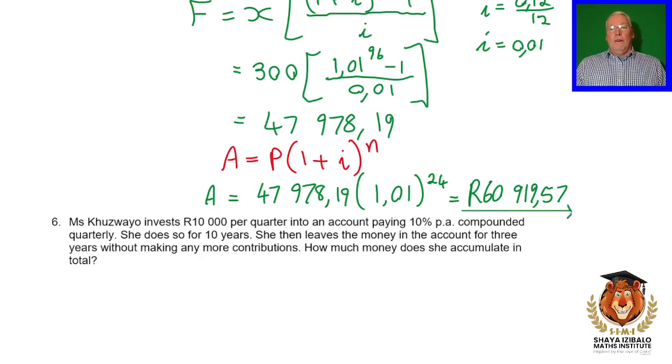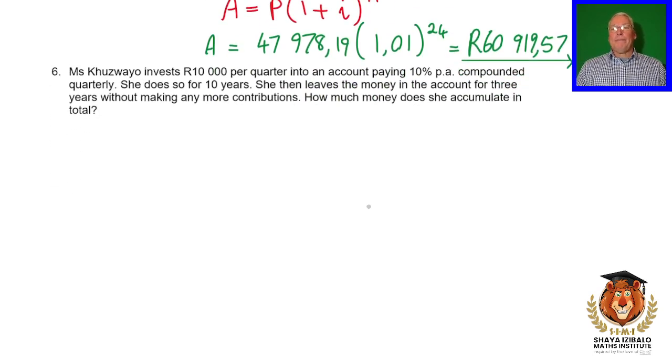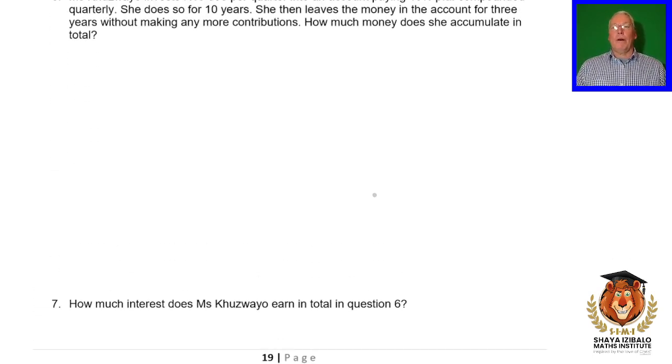Okay. Right, now let's look at this one. Ms. Kuzwayo invests 10,000 Rand per quarter into an account paying that, compounded quarterly. She does so for 10 years, and then she leaves the money in the account. Okay, so similar question to the one that we've just done. Try pausing the video and trying this question yourselves.